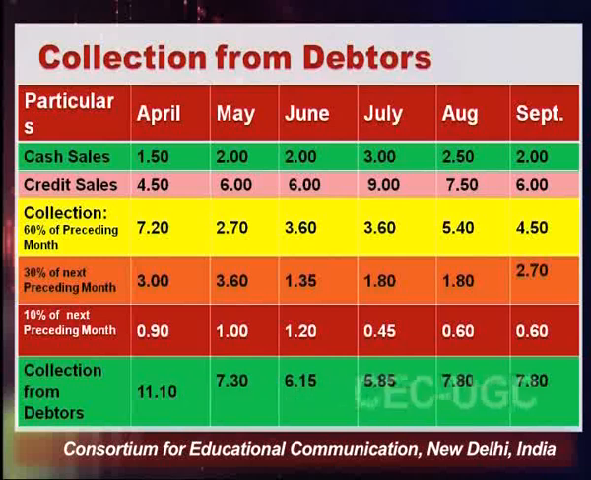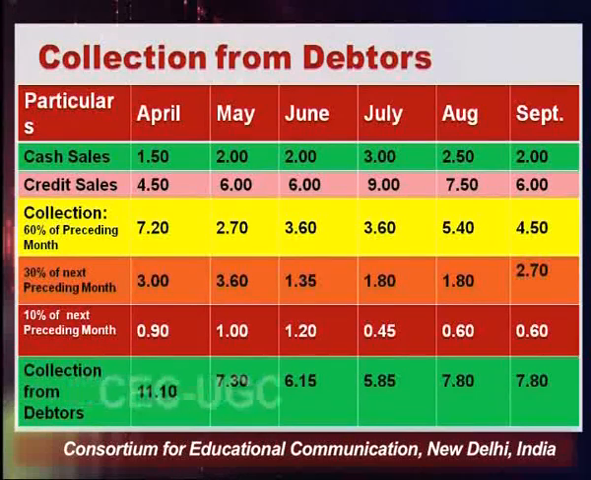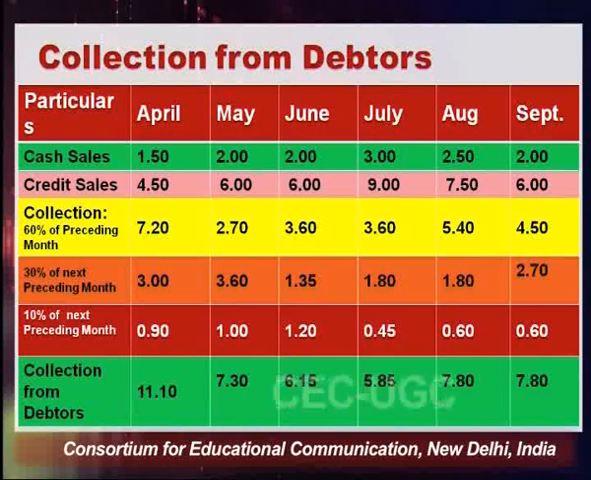Now the same computation we have to do for all months, from April to May, June, July, August and September, and we have recorded the cash and credit sales. For instance, in the month of July it is 9 lakh for credit sales and 3 lakh for cash sales. For the month of September, again it is 6 lakh rupees for credit sale and 2 lakh rupees for cash sale. So this is what we have done.